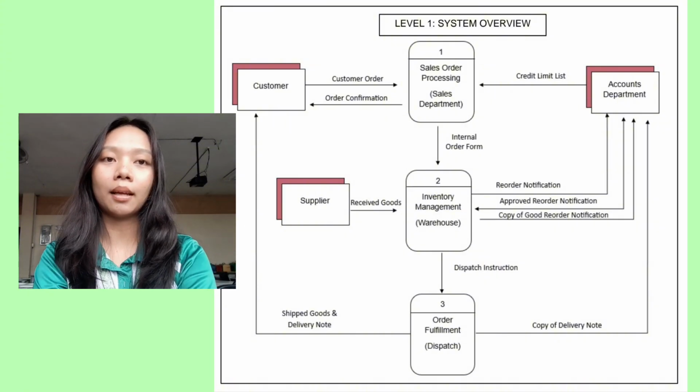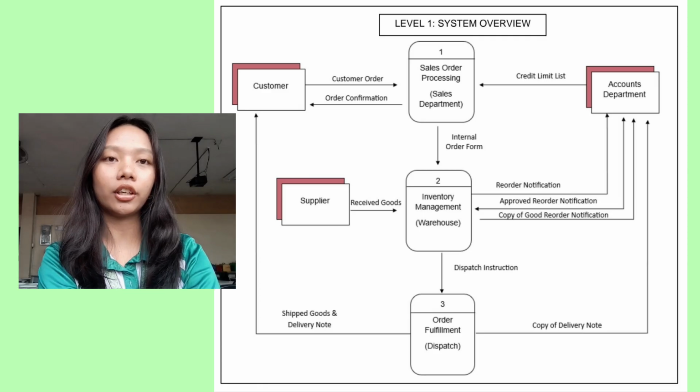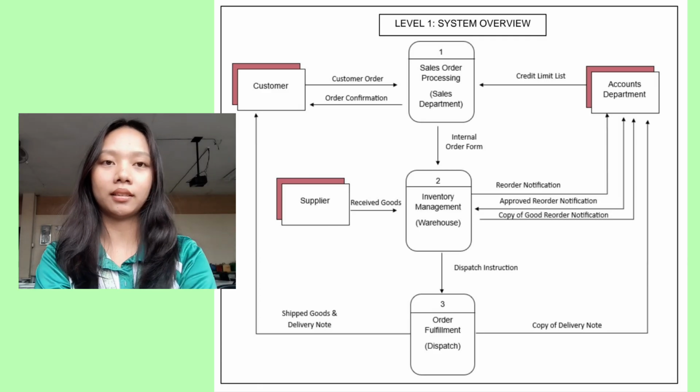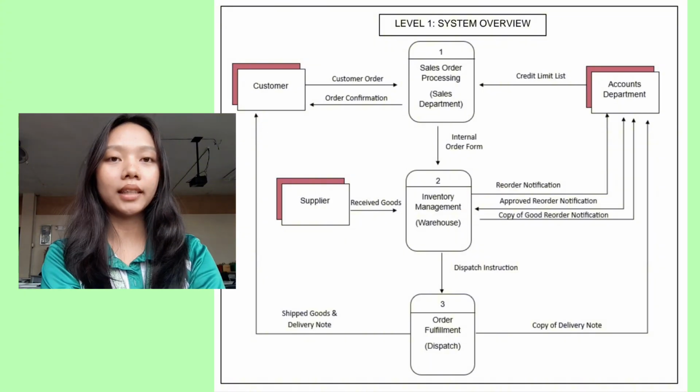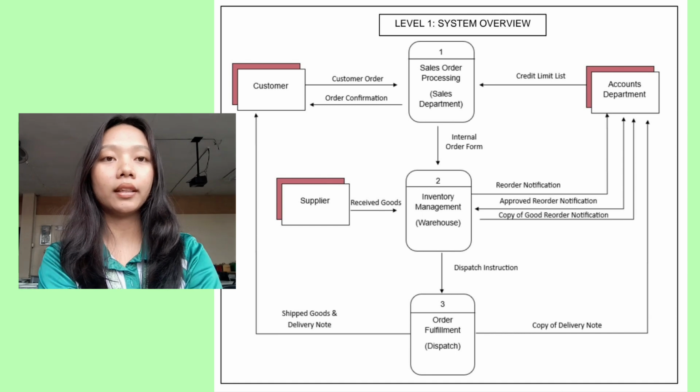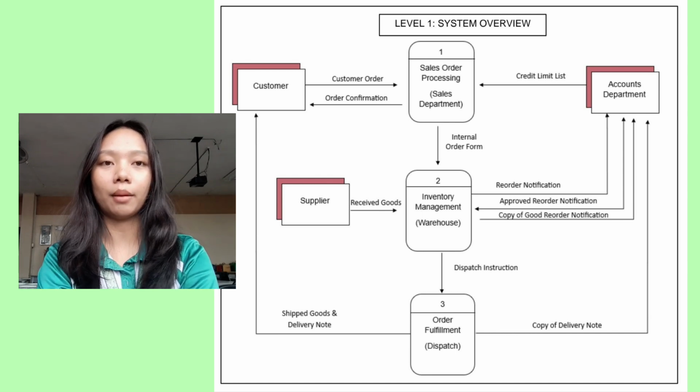But if the order is acceptable, sales generates an internal order form and forwards it to the warehouse department for processing. At the same time, sales also provides an order acknowledgement back to the customer, confirming that the order has been received and approved.